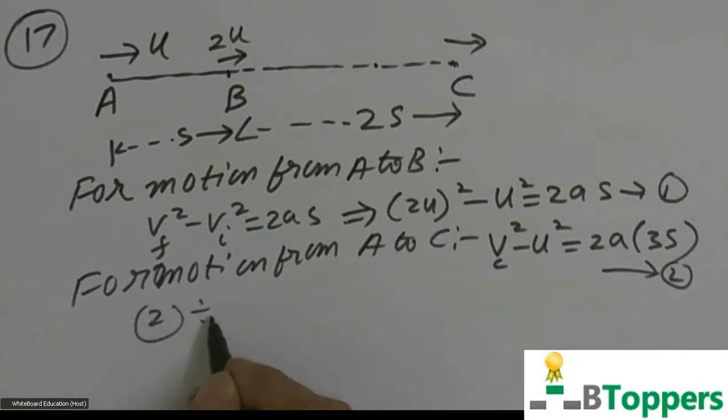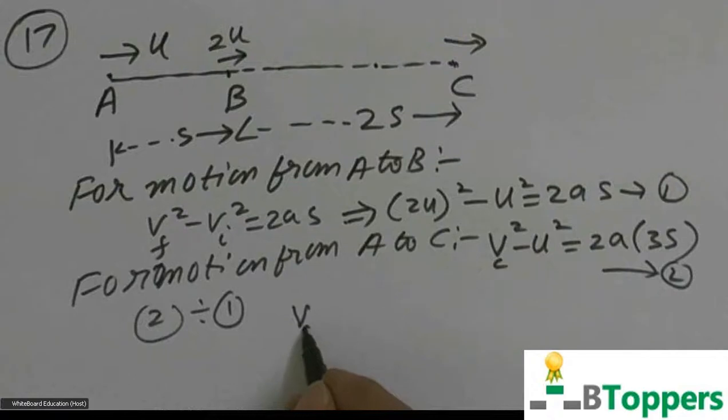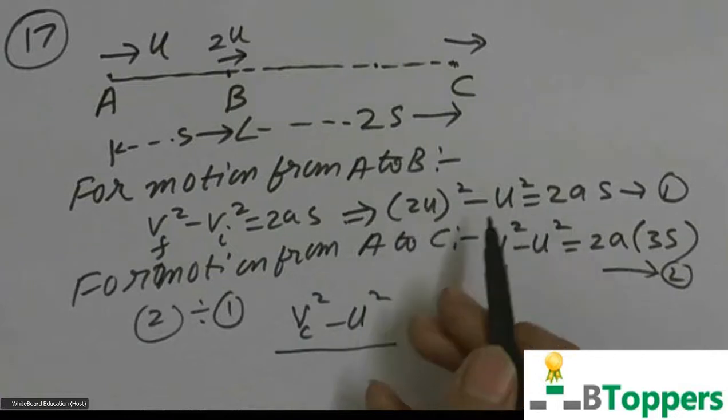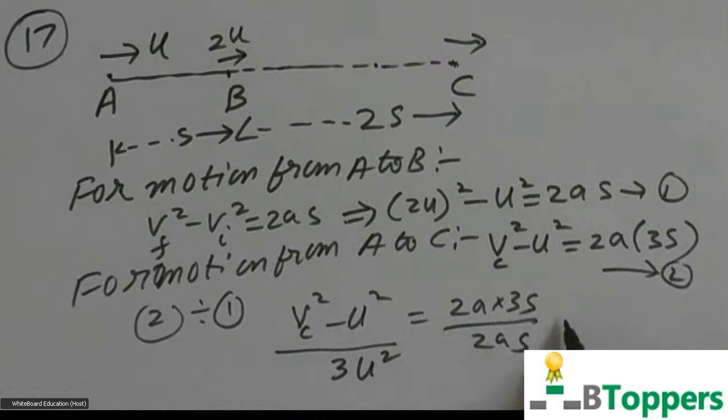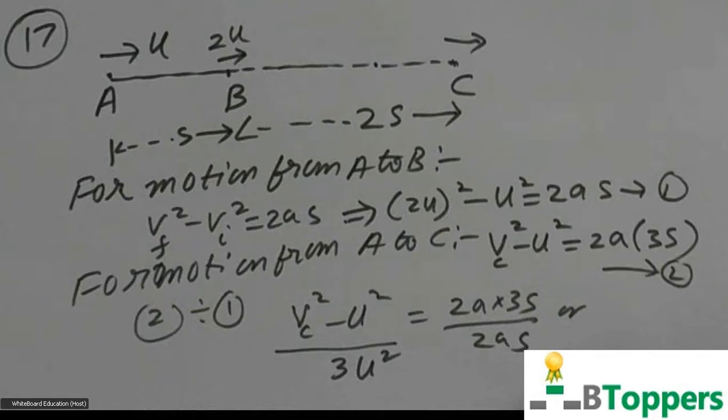So you can divide equation 2 by equation 1. So Vc square minus u square over, on the left hand side in equation 1, if you simplify, you get 3u square, equal to 2a into 3s by 2as. You can simplify it yourself. If you want to copy the solution of the problem, you can take a pause and copy the solution of this problem. And if you simplify this, you get Vc equal to u into root 10. That's the answer.